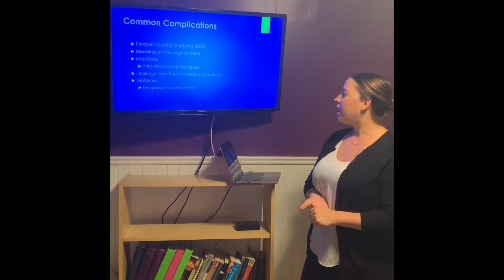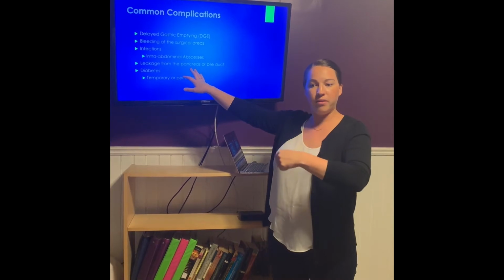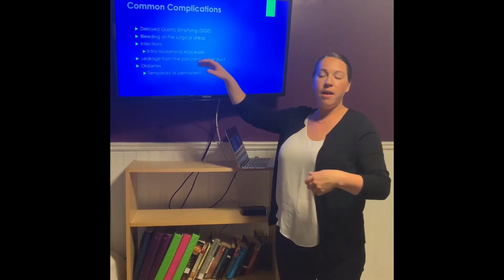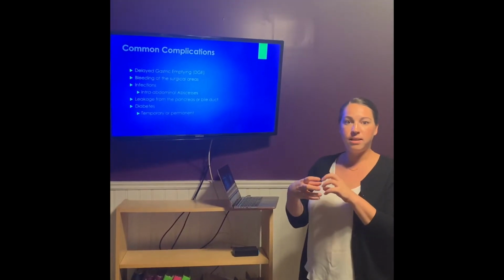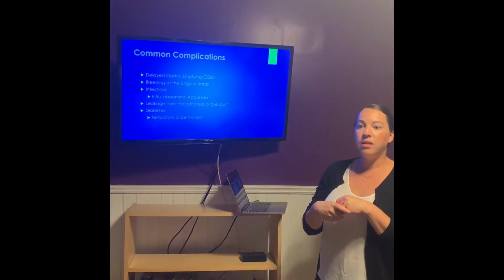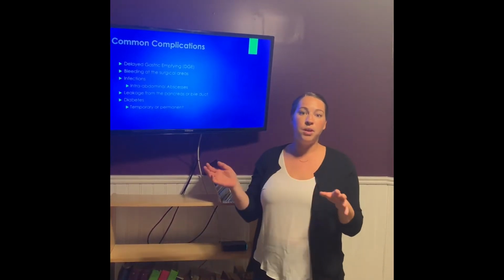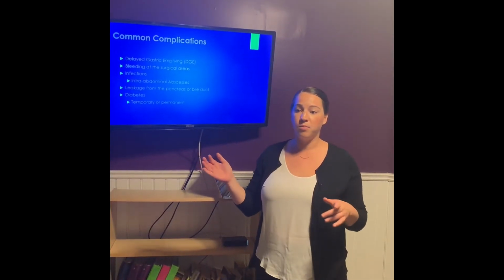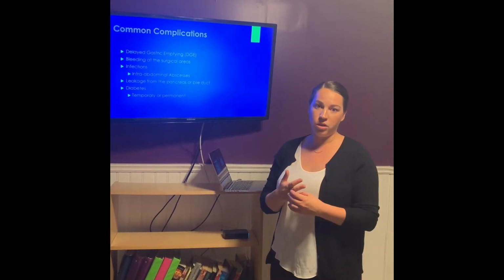Another one is, like we kind of touched on earlier, leakage from the pancreas, which would cause that TAN output from the JP drain. These patients will be made nothing by mouth to allow for their pancreas to heal. If the leak is significant, then they'll have to be made NPO for a significant amount of time, sometimes up to weeks to months, and get a central line and be put on IV nutrition.